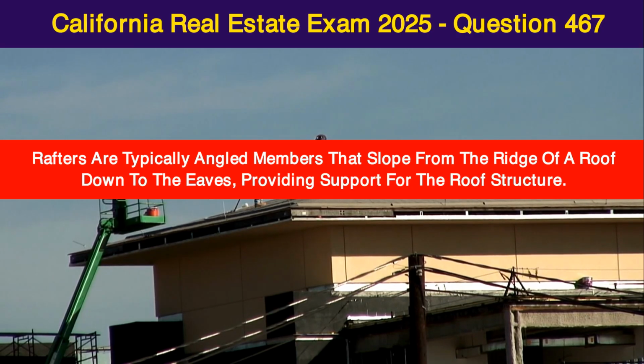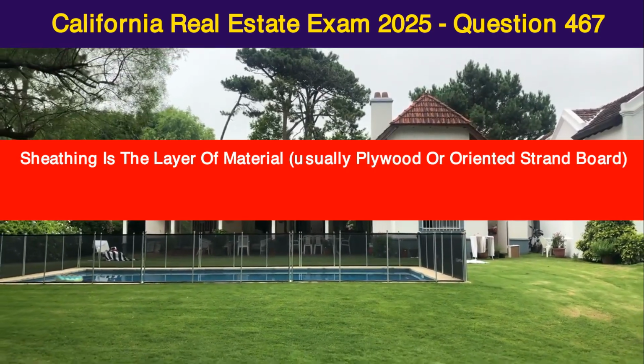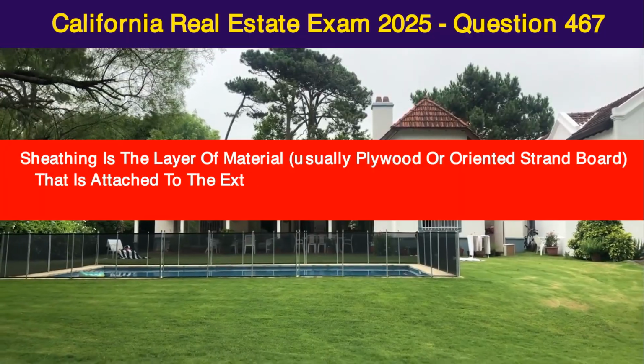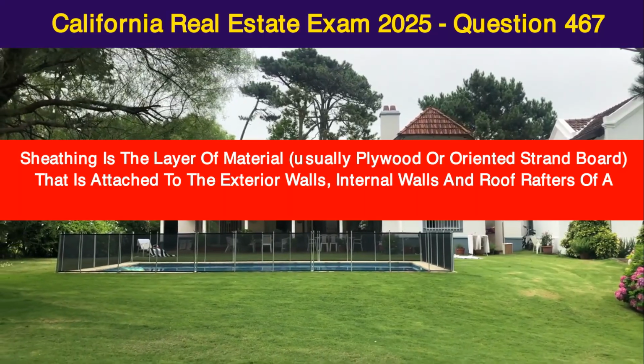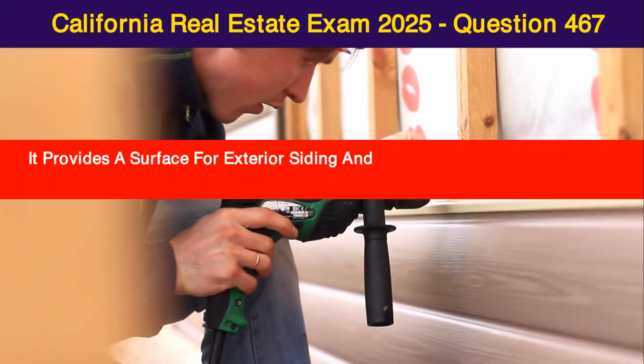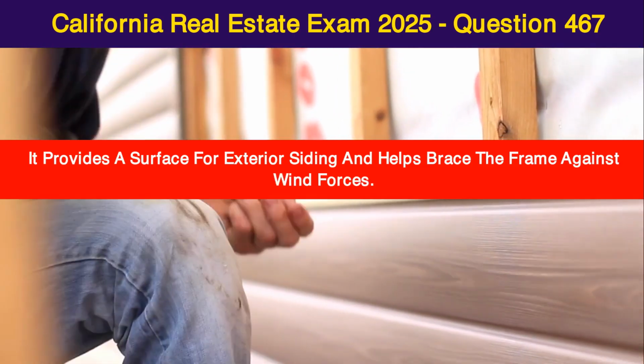the roof structure. Sheathing is the layer of material, usually plywood or oriented strand board, that is attached to the exterior walls, internal walls and roof rafters of a house. It provides a surface for exterior siding and helps brace the frame against wind forces.